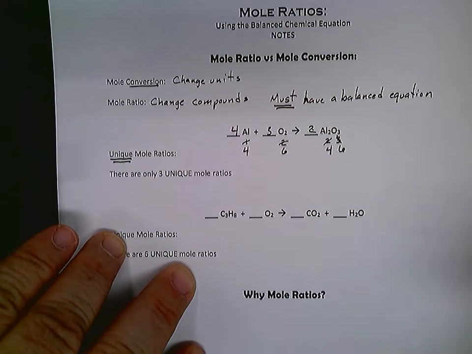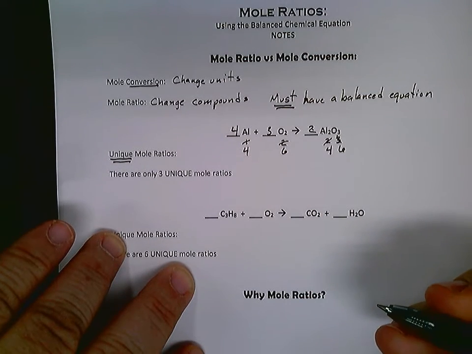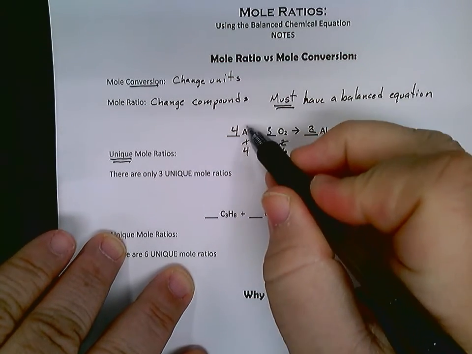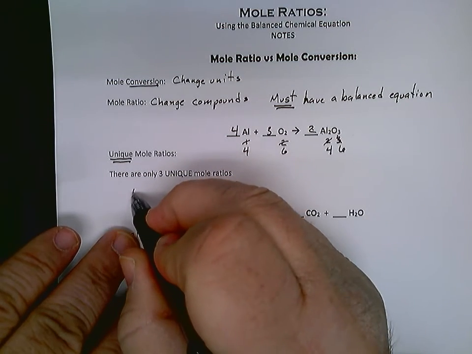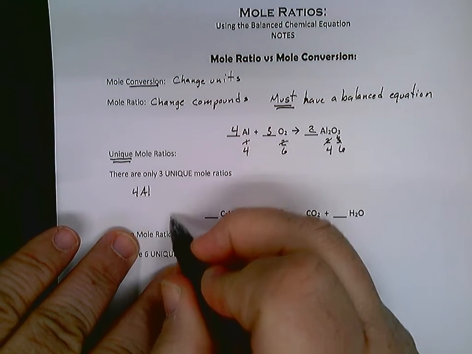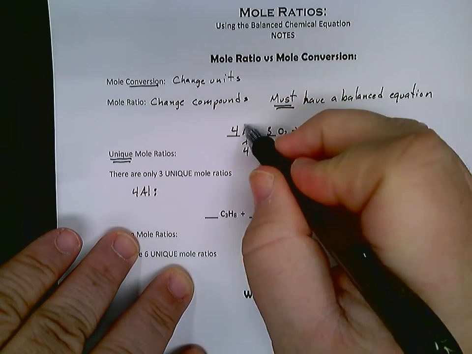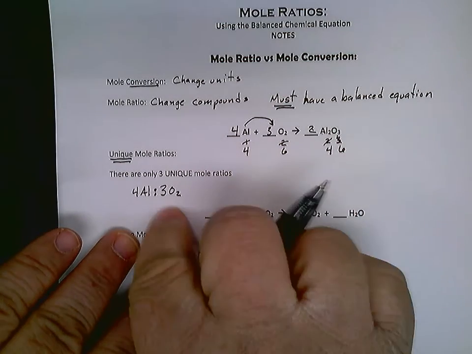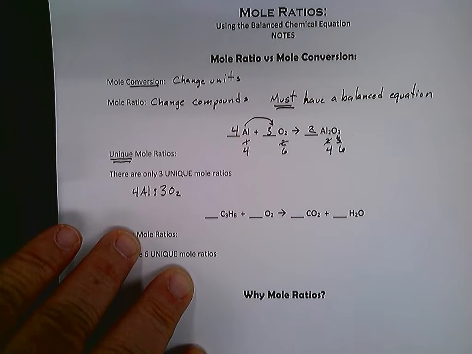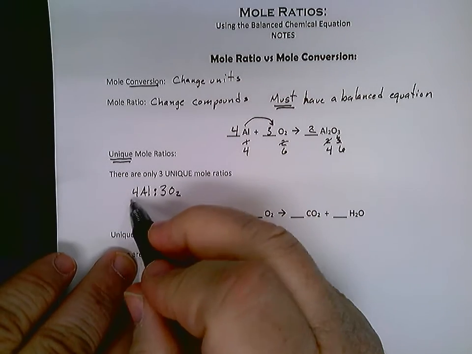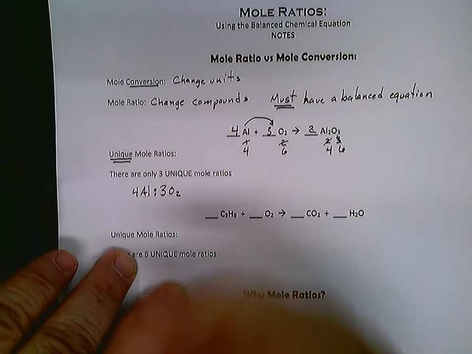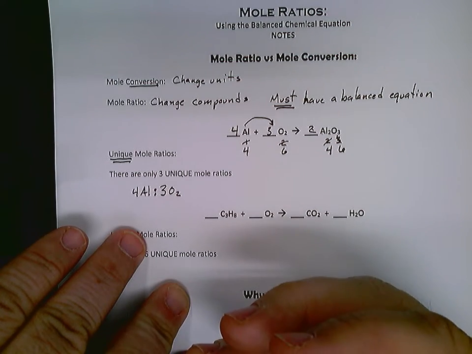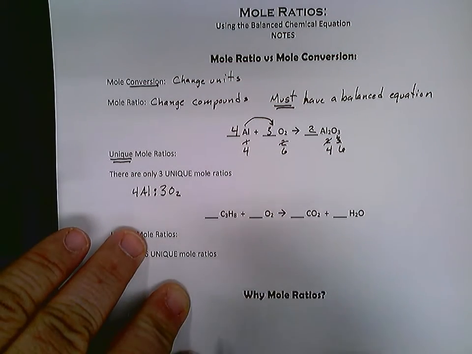In this case, the easiest way to do it is very similar to math. You're going to FOIL. Now, what I mean by that is we're going to take our 4 aluminum, 4Al, is to, let's take it to our first one right here, which is oxygen, 3O2. That's one unique ratio. If I reversed it and put the oxygen first, it's still a comparison of aluminum to oxygen. It does not change what we're comparing. That is what is meant by unique.